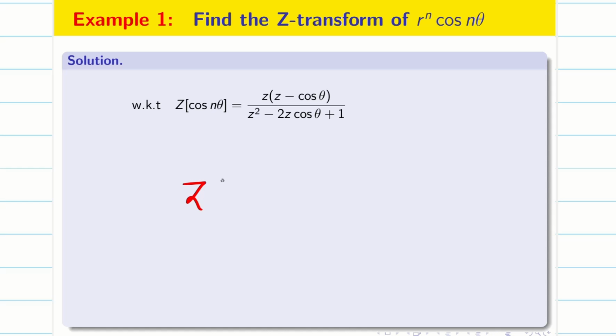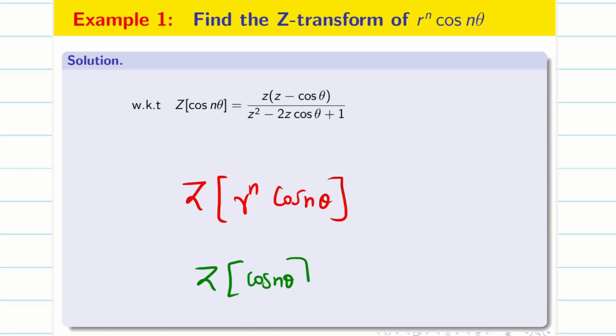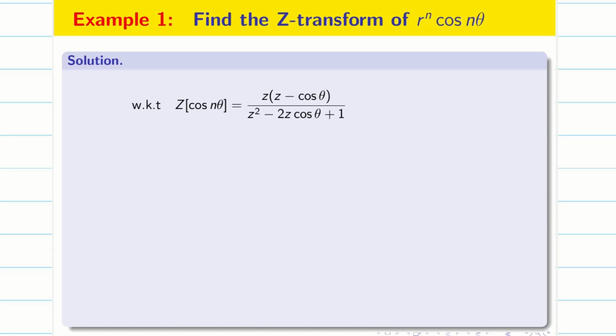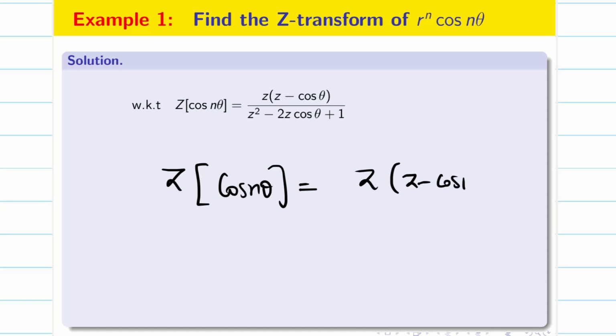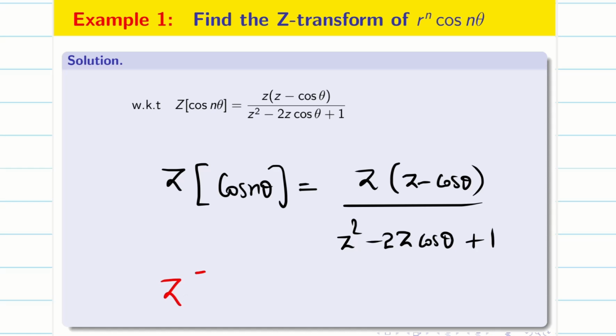In 8 marks, they can ask, find Z of r power n cos n theta. We know how to derive Z of cos n theta and Z of sin n theta. If you don't know, just go to the playlist and watch the video. We can see how to derive both. So once you derive both, you write the formula. Z of cos n theta is equal to Z into Z minus cos theta divided by Z square minus 2Z cos theta plus 1.